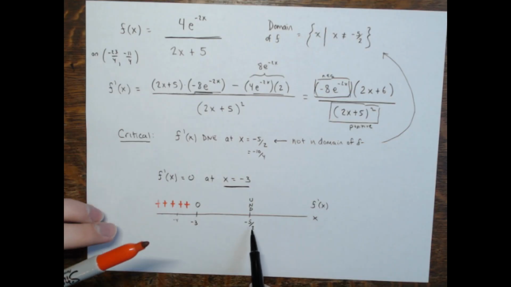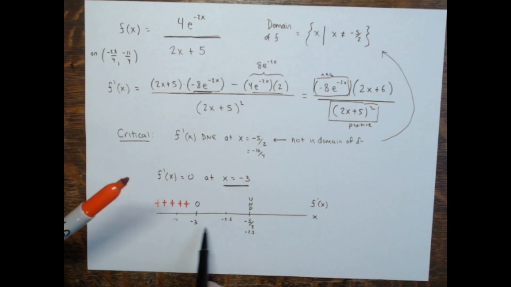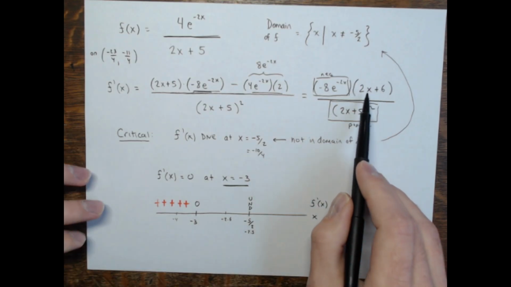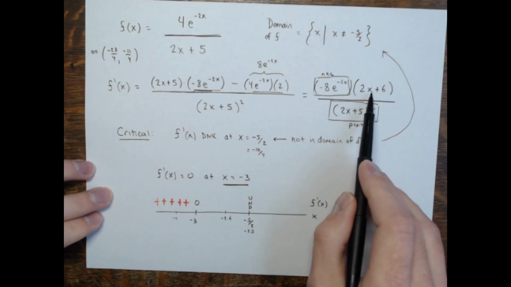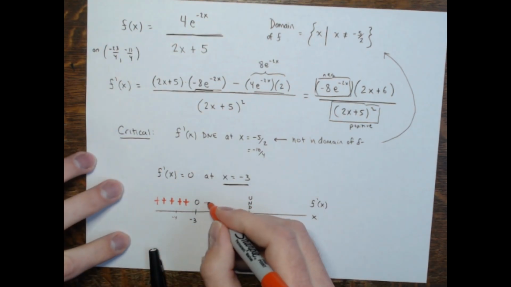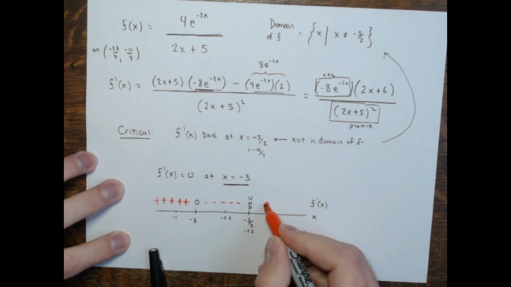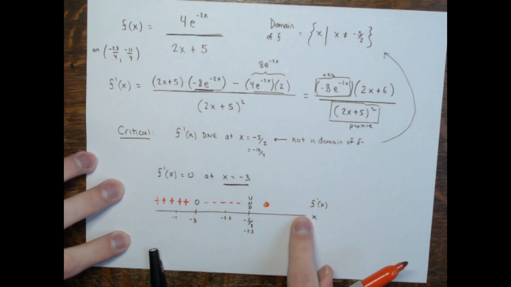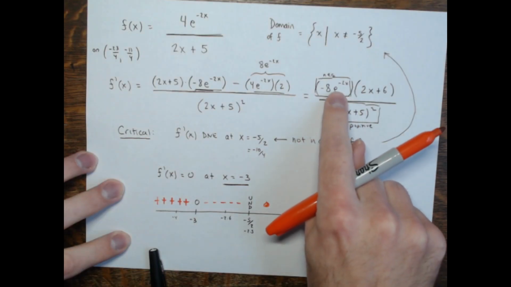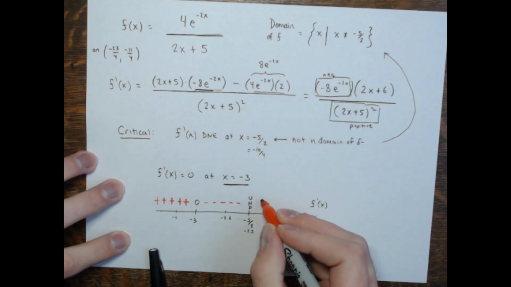And then if I plugged in, again, this is -2.5, so if I plugged in, say, -2.6, something between -2.5 and -3, this would be a positive number times a negative. So a negative numerator, positive denominator, you'd have negative first derivatives in between those. And then to the right of that, negative again. If I plug in something to the right of -5 halves, like 0, positive over positive, so negative overall.